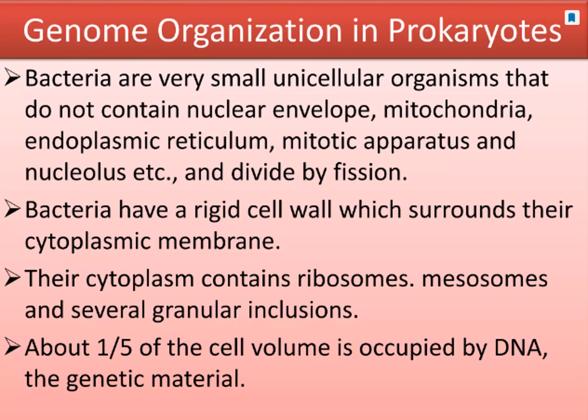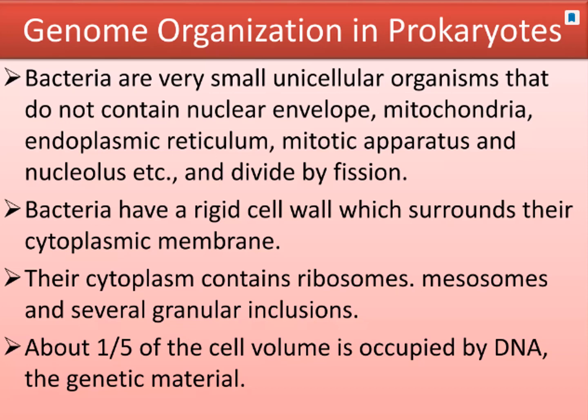Prokaryotic cells are unicellular, and the cellular organization is also very simple when compared to the eukaryotic cell. So automatically the genome organization is also very simple. In the eukaryotic cell, the genome organization is a little complex and tedious, but in the prokaryotic cell, the genome organization is very easy. Now we'll see how the genome is organized in the prokaryotic cell.